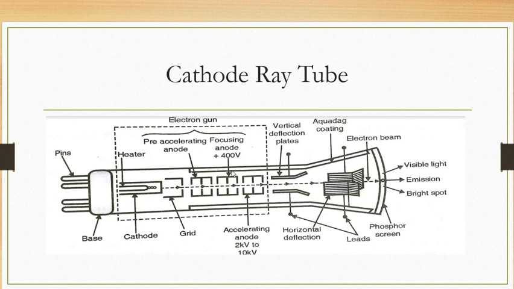If you see the pre-accelerating anode and the accelerating anode, the potential required is very high, about 2 kilovolt to 10 kilovolt, which you have to note. And the focusing anode works in a range from 400 to 500 volt. Again, it is shown here as 400 volt, but it works in a range of 400 to 500 based upon the type of cathode ray tube and its power.